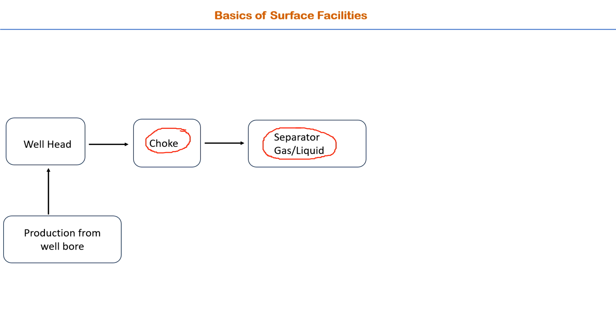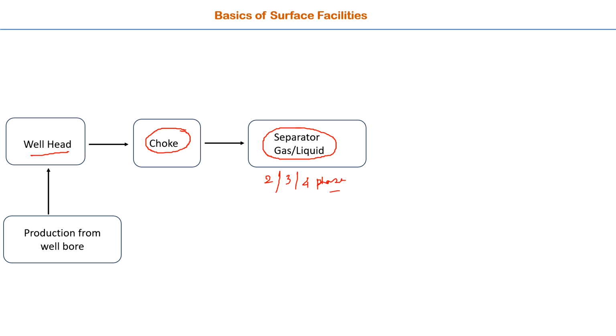So, the production first comes from the wellbore to the wellhead. This is the wellhead. From the wellhead to the choke, and then finally the production enters the separator. The separator may be of different kinds depending upon its design and our requirement. It may be a two-phase separator, a three-phase separator, or even a four-phase separator.